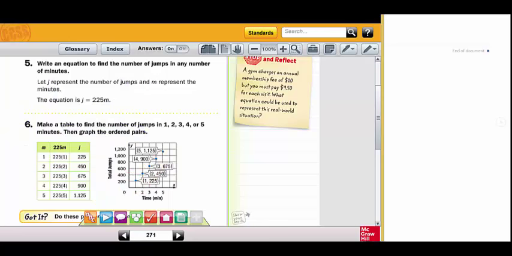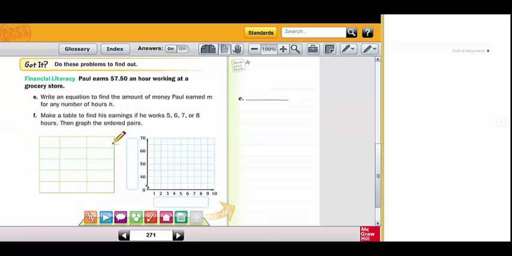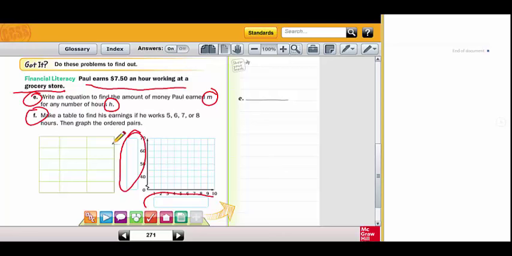they asked us to. Please press pause and do letters E and F for Paul earns $7.50 an hour working at a grocery store. Make sure you use the letters that they ask you to use. M for money and H for hours. Make sure you label your axes here and here. Remember, here should be your input. This is going to be your output. And this right here would be your algebraic expression. You're going to put those in these 3 boxes here, and then put your 5, 6, 7, 8 here.